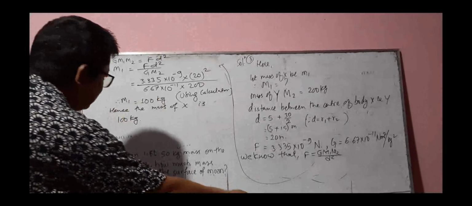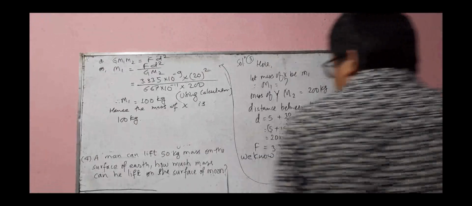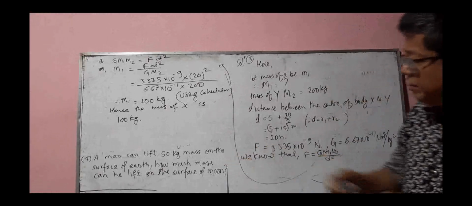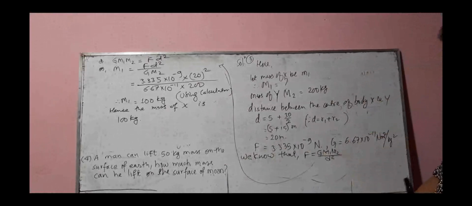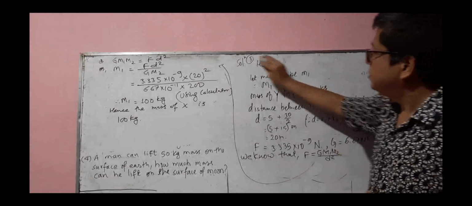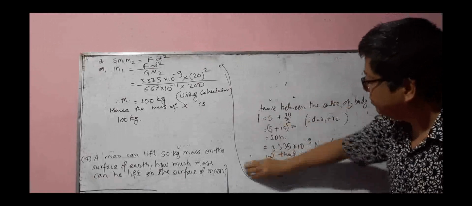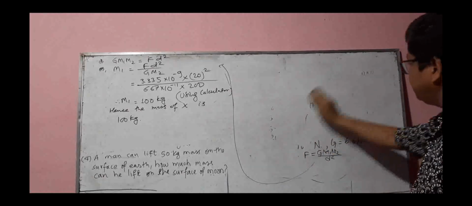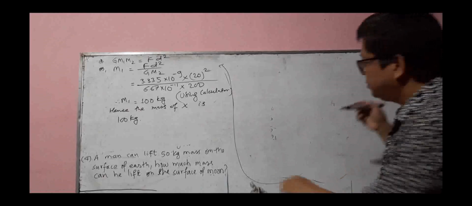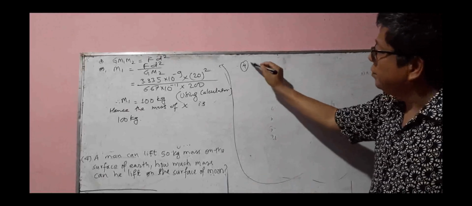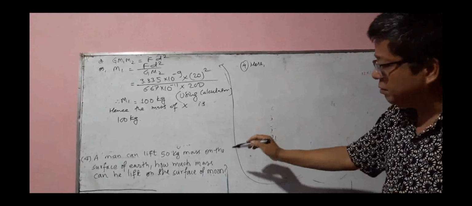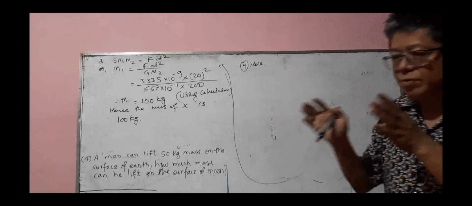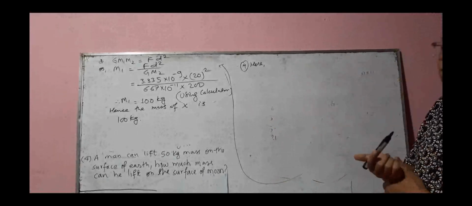Okay, now we have a final problem, look at there, you read that problem. A man can lift 50 kg mass on the surface of earth. How much mass can he lift on the surface of moon? Okay, so let us see that. Question number 4. Here, the person lifts the object once at earth and once at moon.